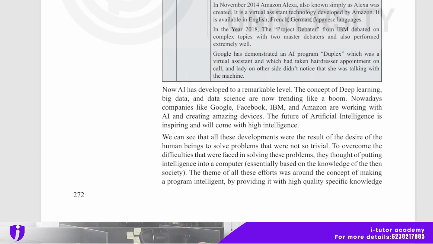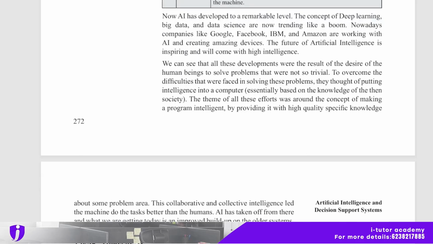Google has demonstrated an AI program, Duplex, a virtual assistant which took a hairdresser appointment on call, and the lady on the other side didn't notice that she was talking with a machine. Now, AI has developed to a remarkable level. The concepts of deep learning, big data, and data science are now trending like a boom. Nowadays, companies like Google, Facebook, IBM, and Amazon are working with AI and creating amazing devices.